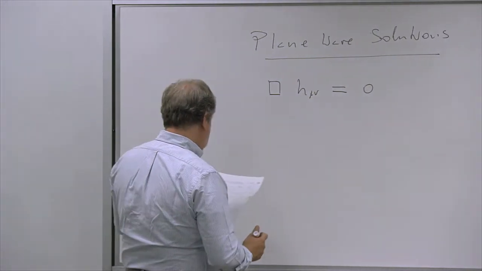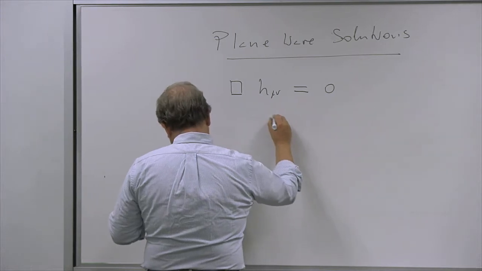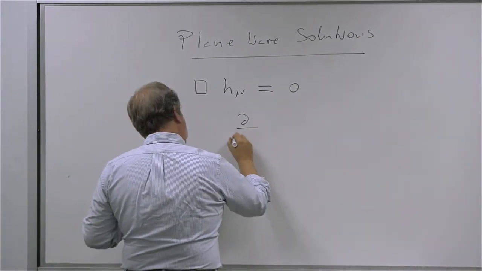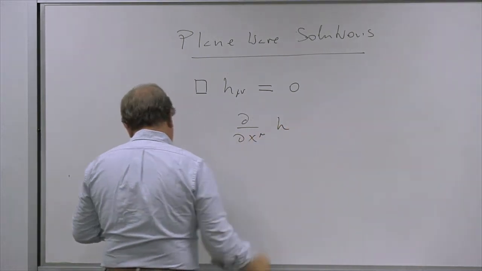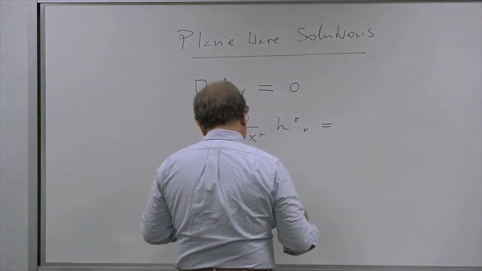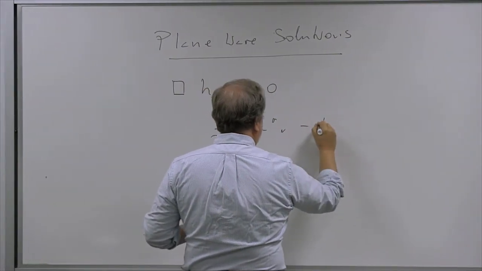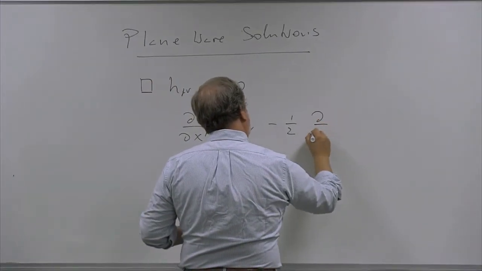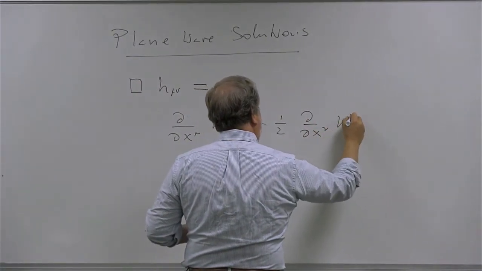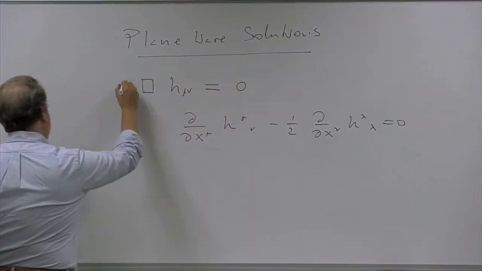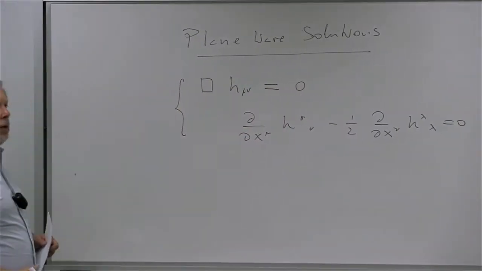So there's going to be also the condition that d by dx mu of h mu nu, minus a half times d by dx nu of h lambda lambda, is equal to 0. I need to write it in this form. So we have both of those equations to deal with.